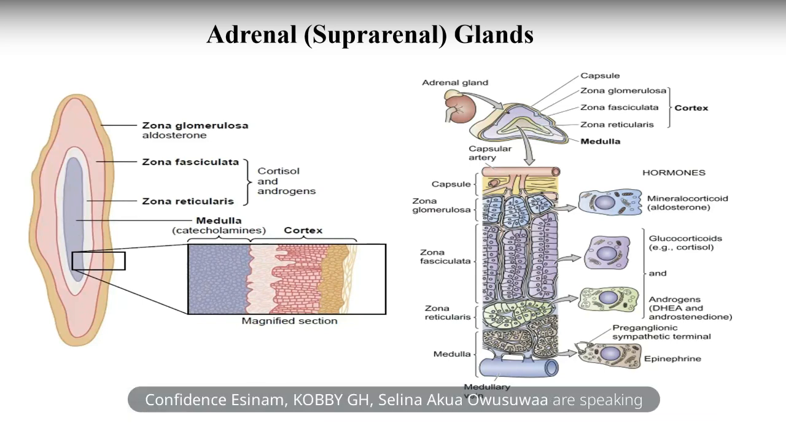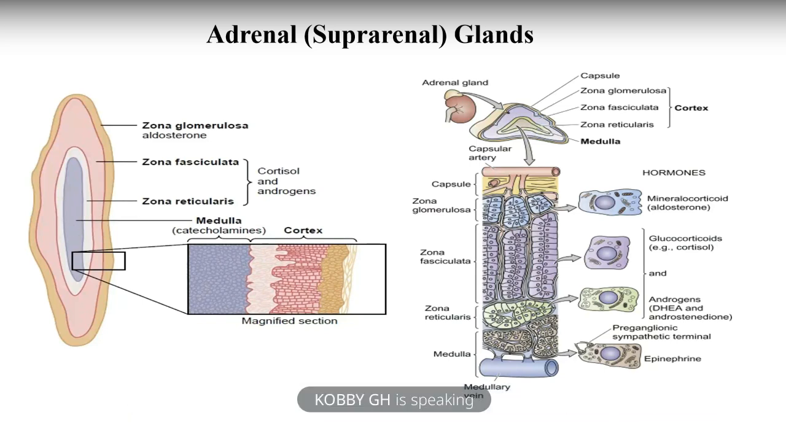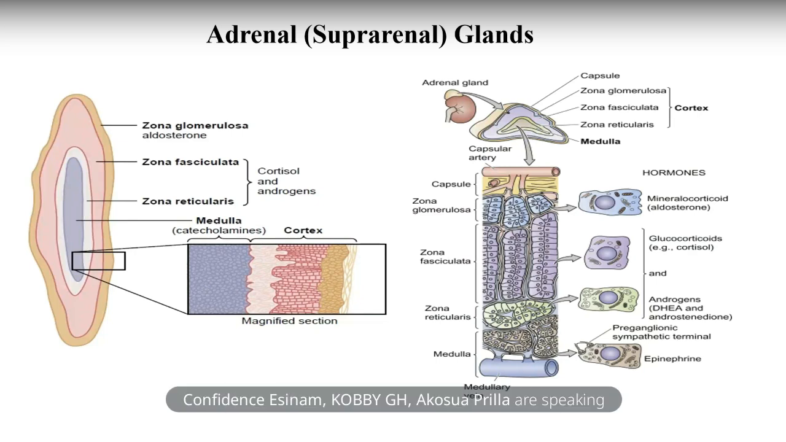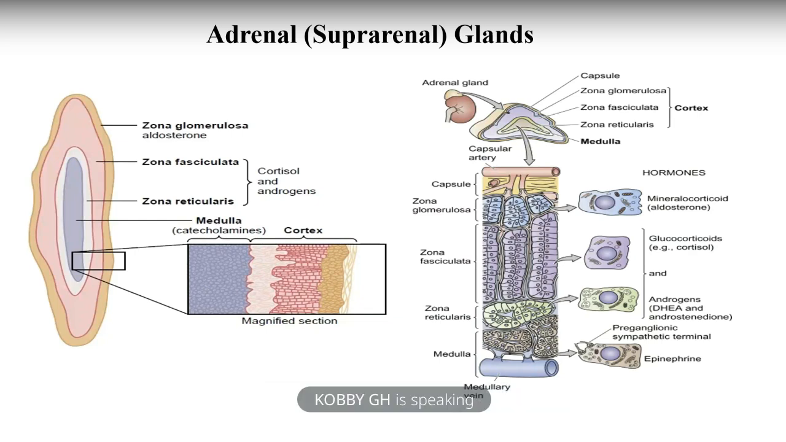The adrenal gland in anatomy is divided into two divisions. The middle part is the adrenal medulla. The outer part is the adrenal cortex. The adrenal cortex is divided into three zones. The outside part is the zona glomerulosa. The zone in the middle is called zona fasciculata. And the zone closest to the medulla is called zona reticularis.